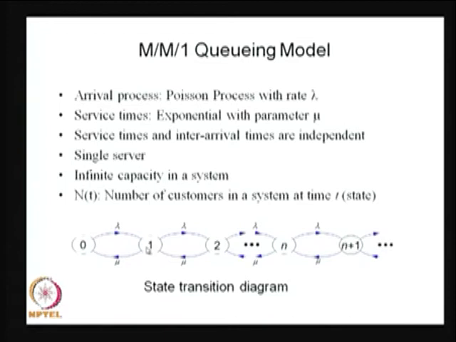Therefore, there is no way the system jumps from one state forward by more than one state. That is not possible. Only one step forward is possible because the arrival process follows a Poisson process, and since we have only one server in the system, it is also decremented by only one level below. Therefore, this is going to form a birth-death process. The reason for this CTMC being a birth-death process is that the arrival process follows a Poisson process.